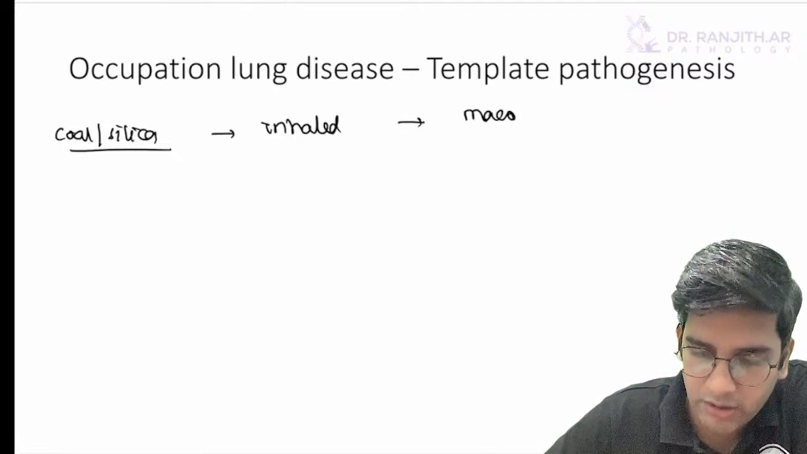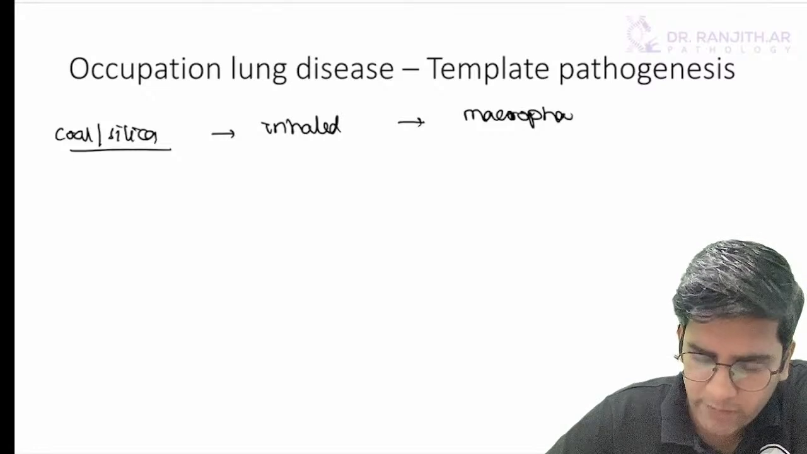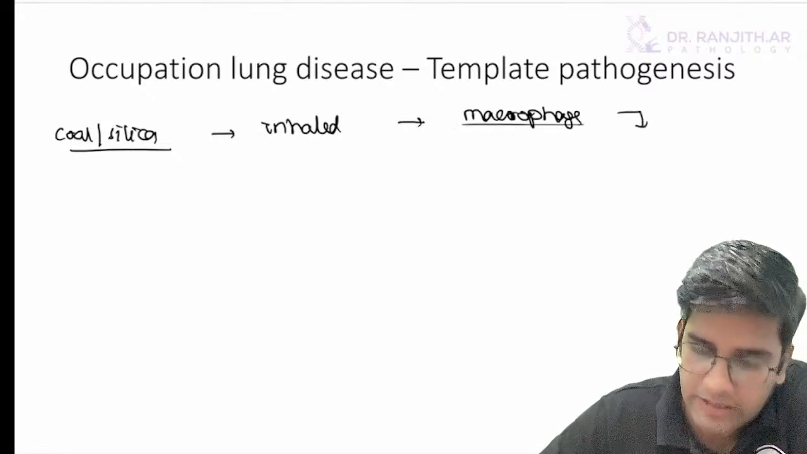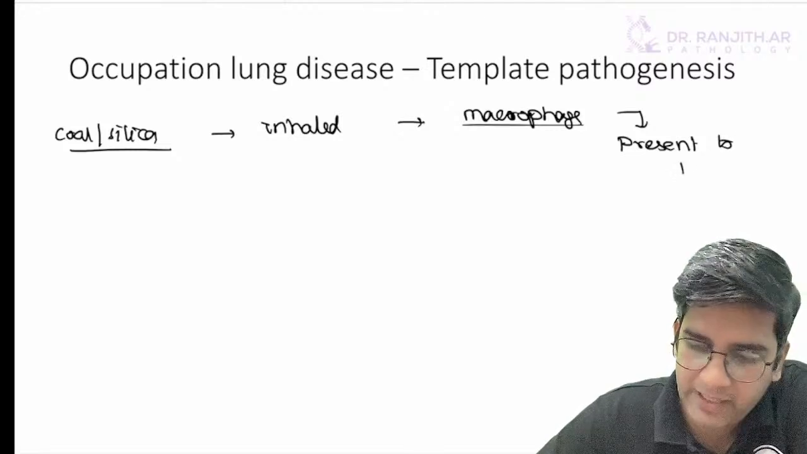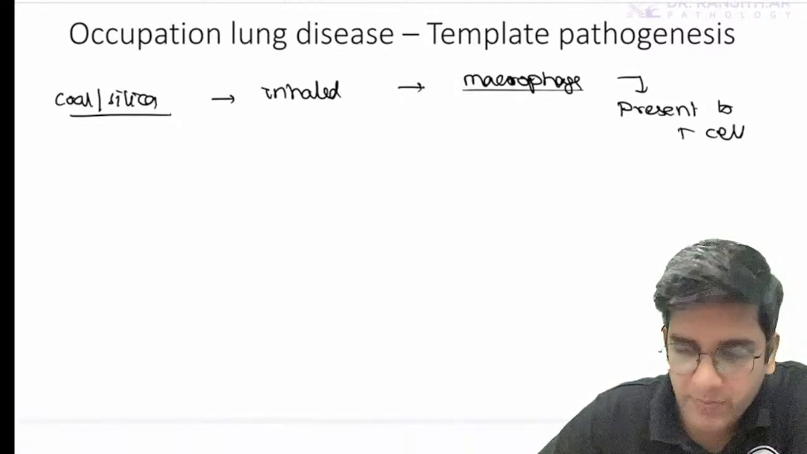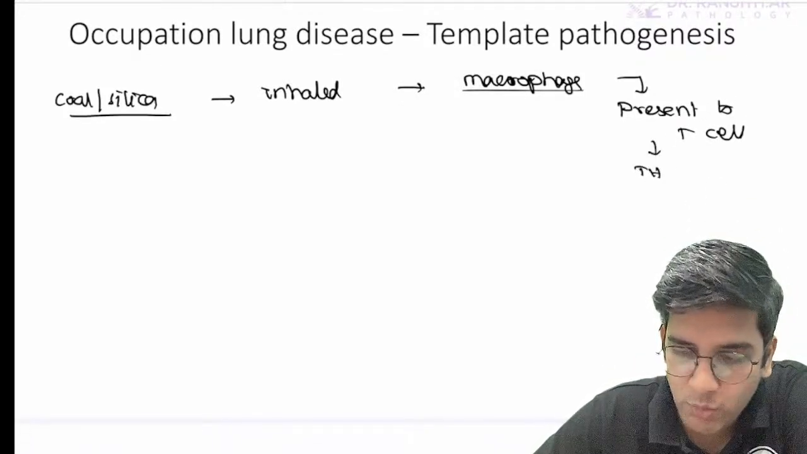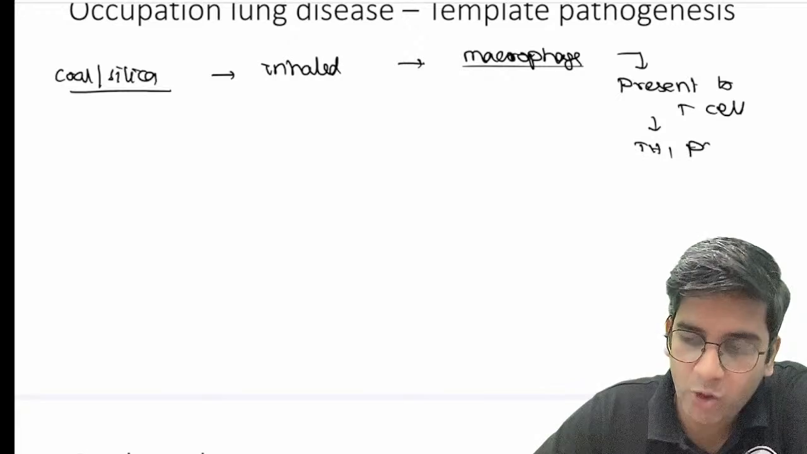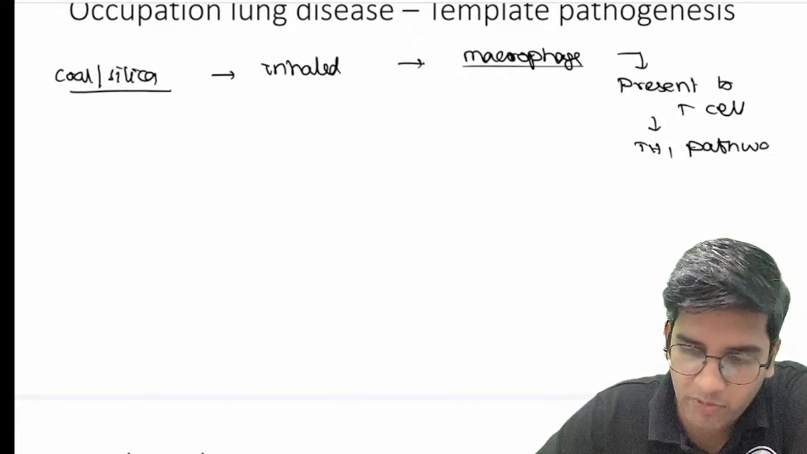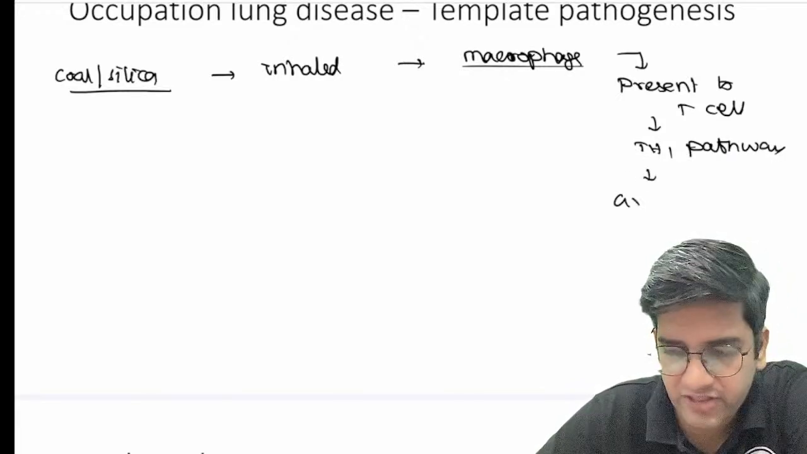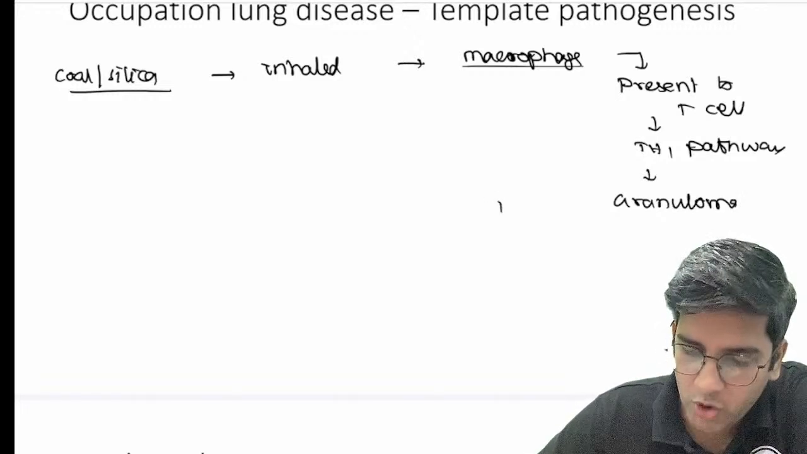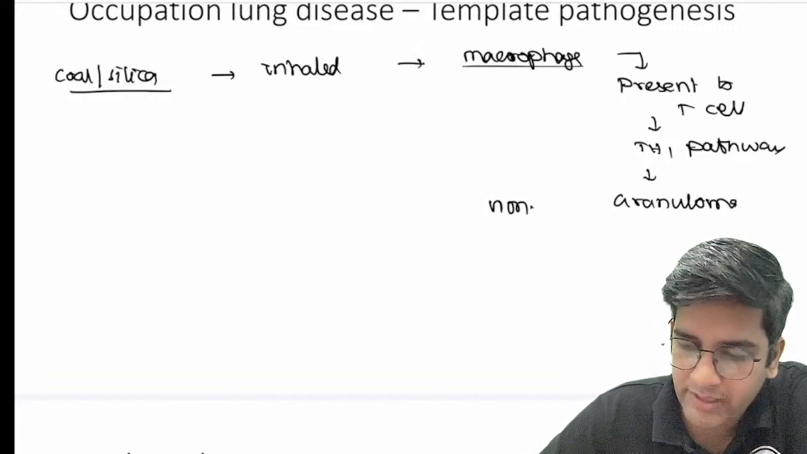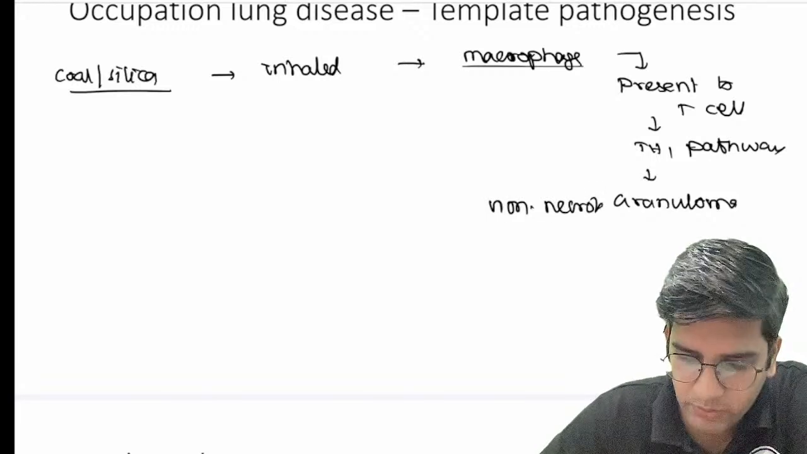Macrophages will swallow them. Macrophages will present them to the T cells. When macrophages present to the T cells, they will be stimulated to the Th1 pathway. It will automatically result in a granuloma formation, and all of these granulomas will be non-necrotizing or non-caseating granulomas. That's how it is, fine.